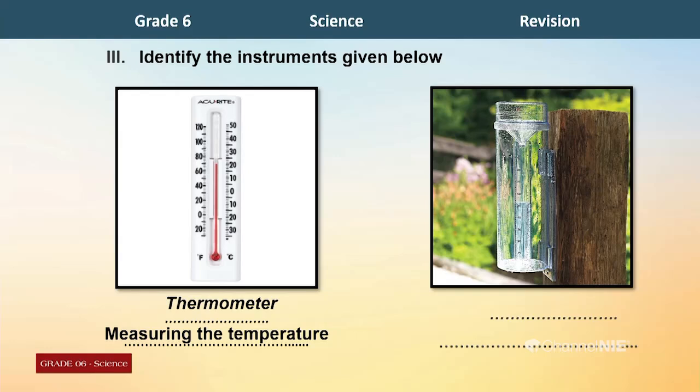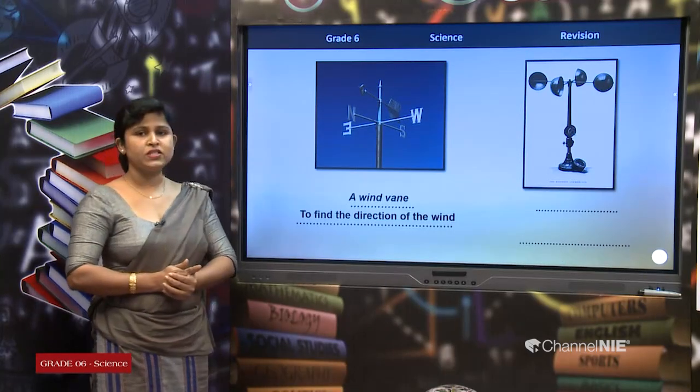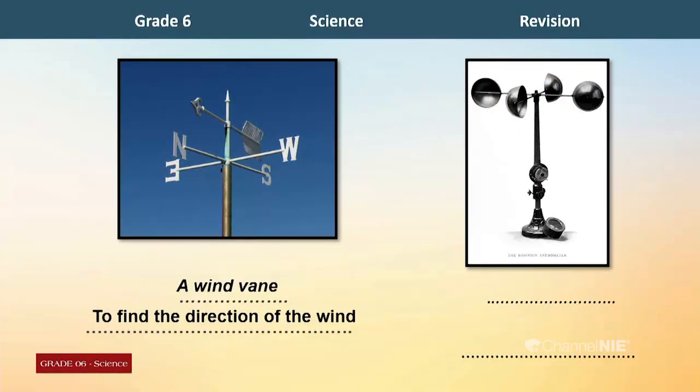Look at the second picture. That is a rain gauge. Rain gauge is used to measure the rainfall. Next one. To find out the direction of the wind, a wind vane can be used. When we describe the weather, we have to find out the direction of the wind. So, the wind vane can be used.